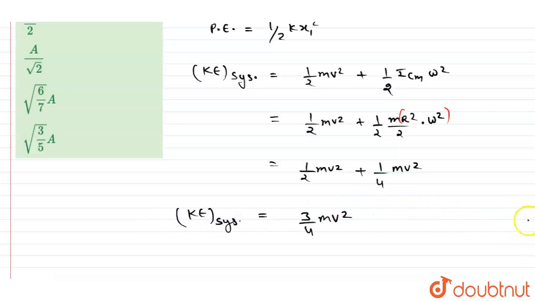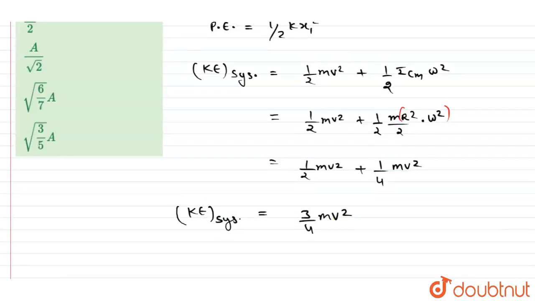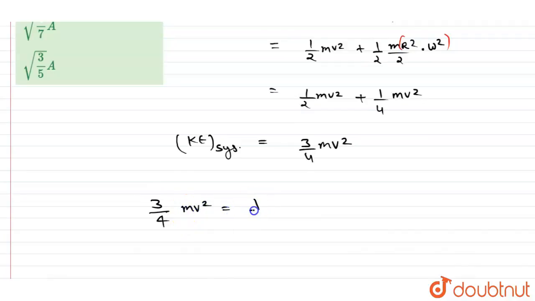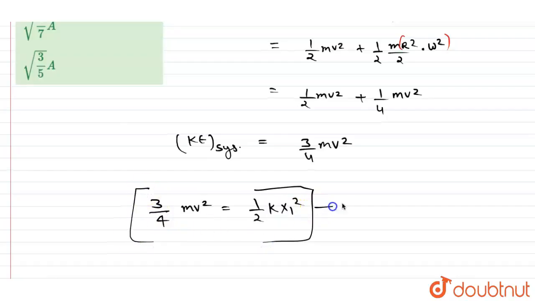Okay, now we have given that the kinetic energy and potential energy are equal, so we can write 3/4 of mv square should be equal to half of k x1 square. Understood? Let's say this is equation 1.